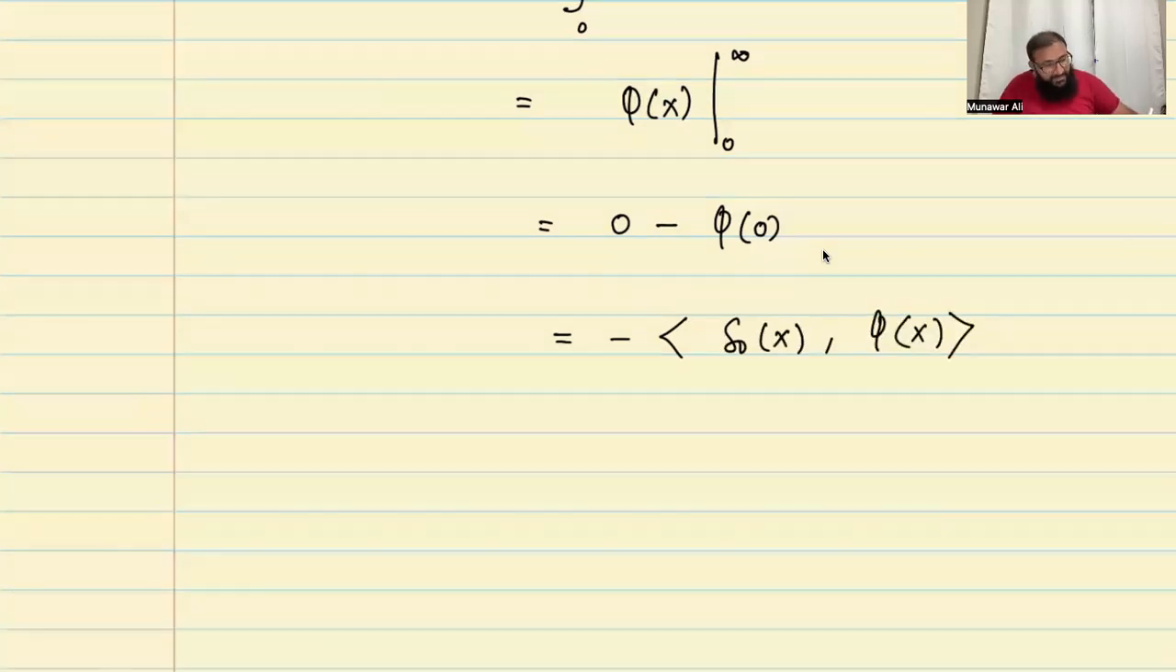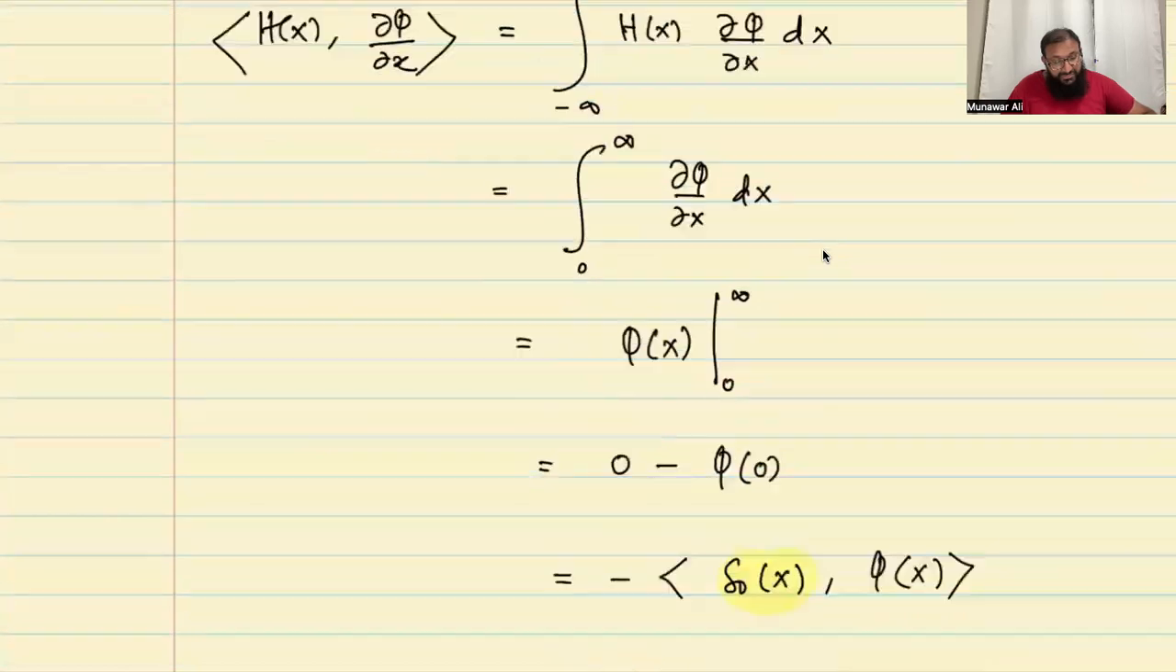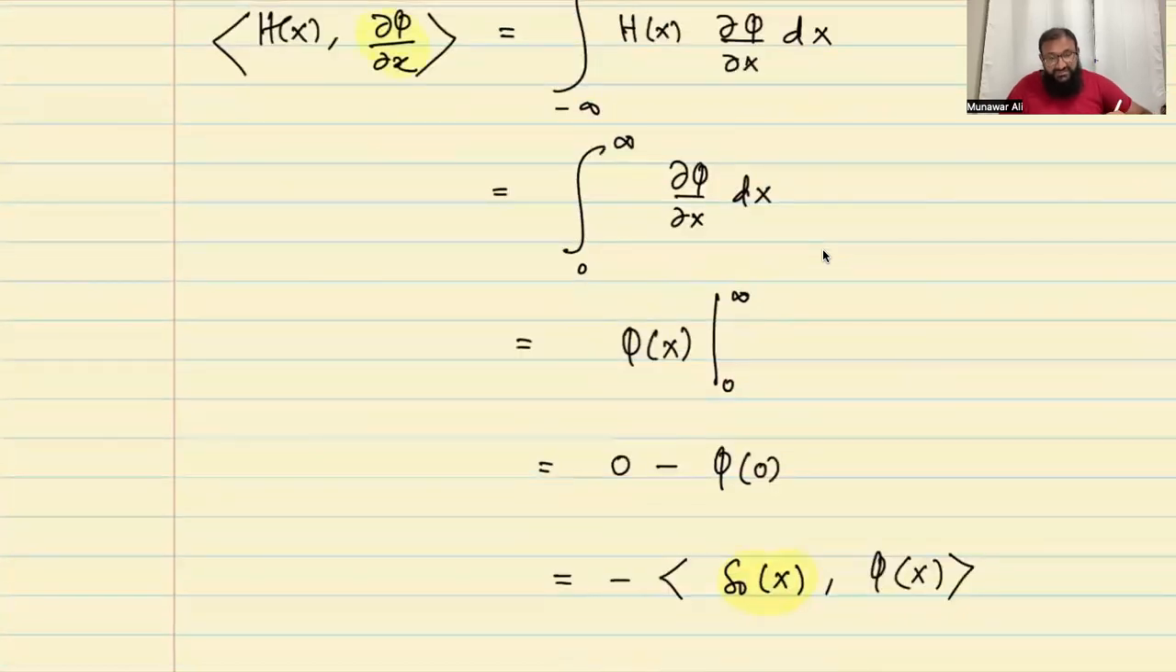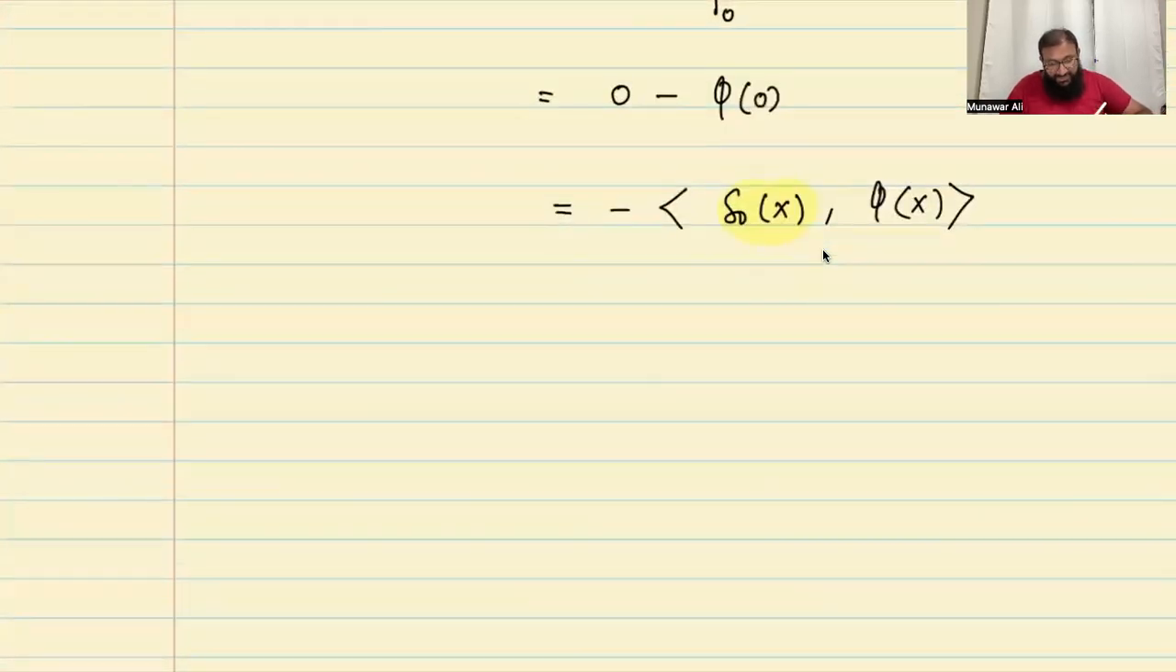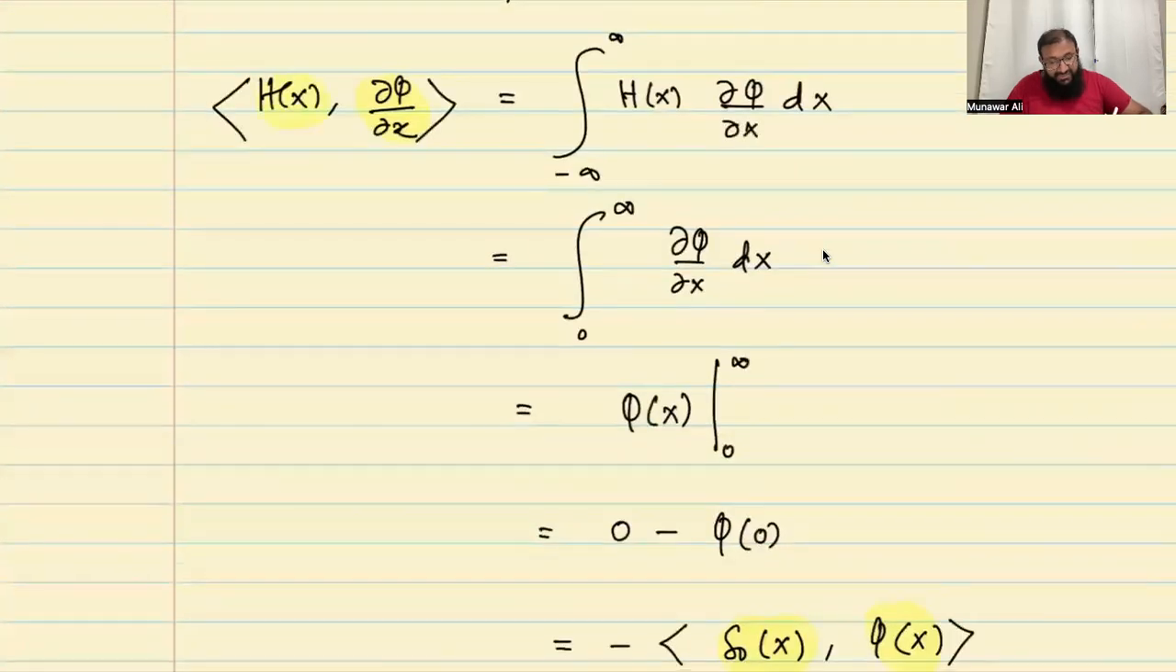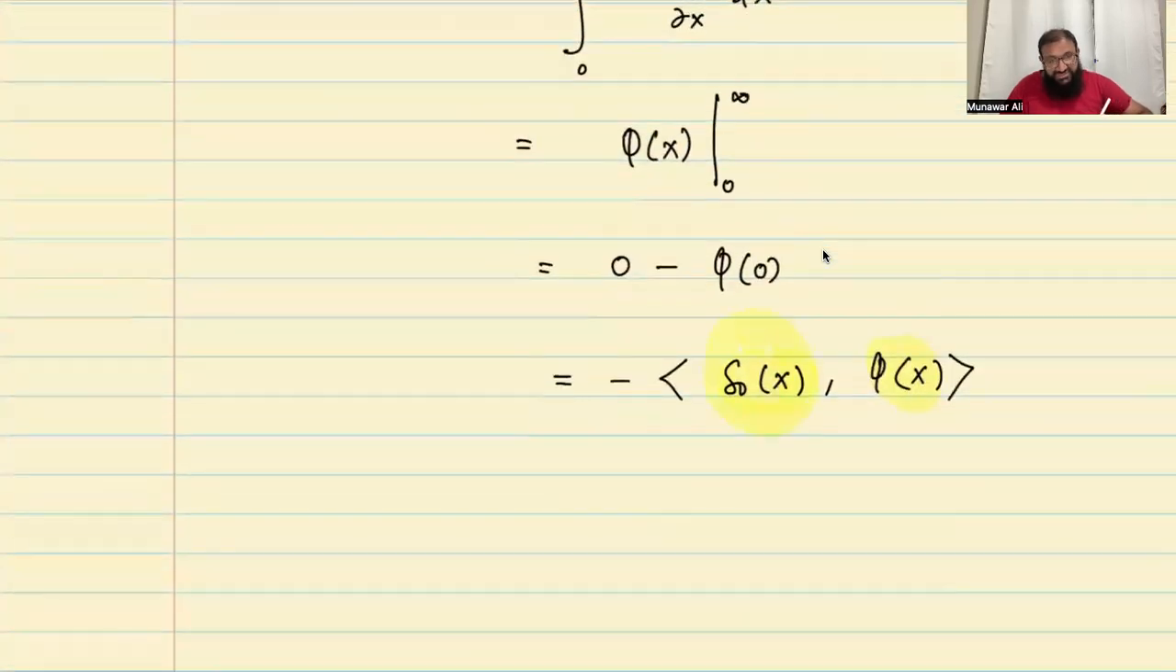So the Heaviside function is not in L1. This delta naught is not in L1. So we cannot talk about their weak derivative. For weak derivatives, we at least should know that the function is in the space L1. But we can talk about their distributional derivatives. So you have the derivative of phi here. You have phi here. You have h here, and you have delta naught here. And there's a minus sign.